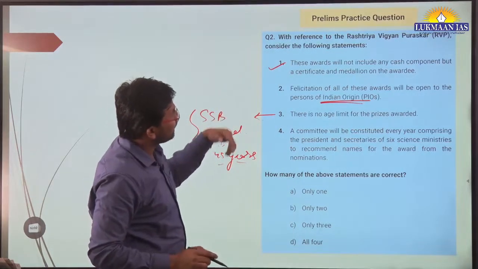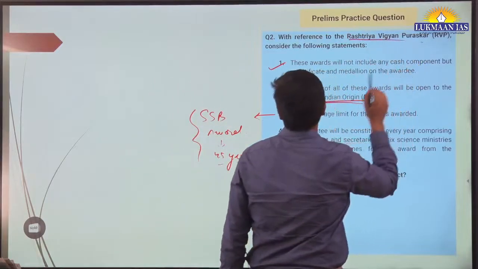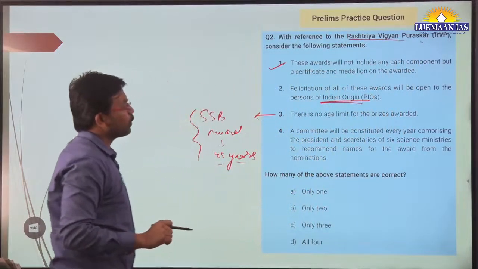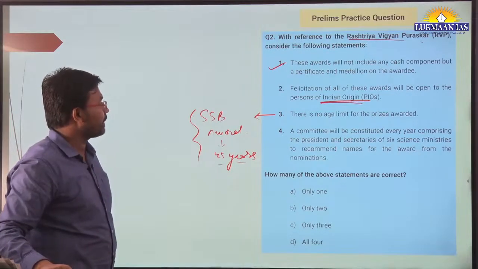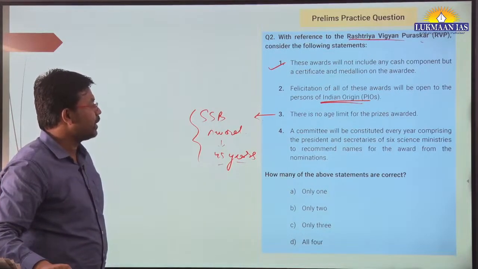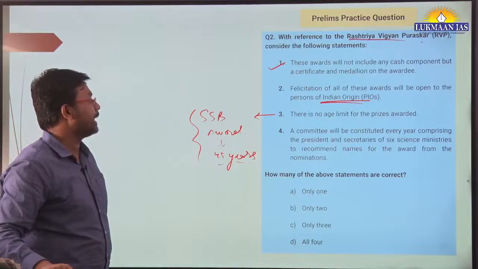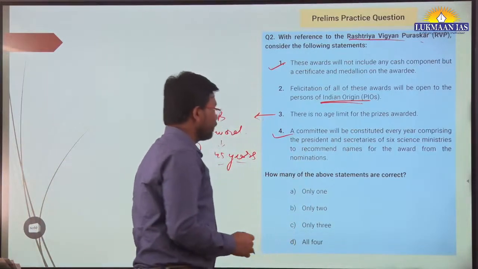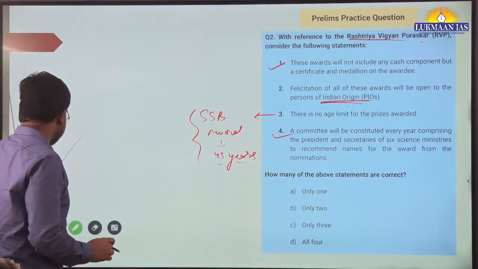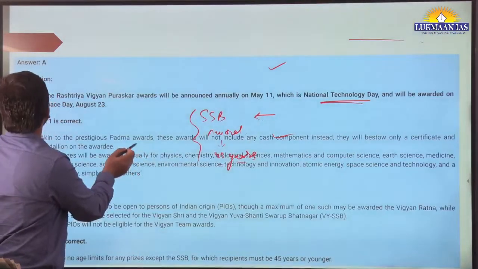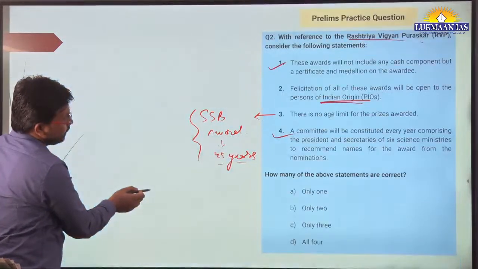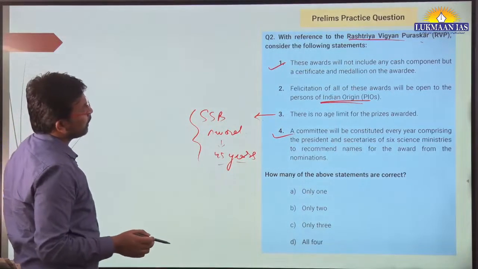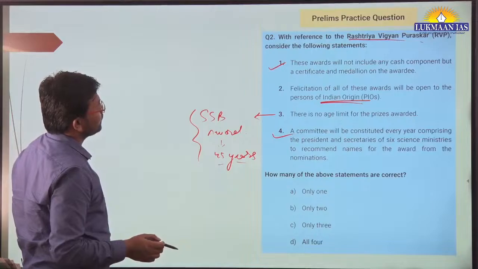Then Rashtriya Vigyan Puraskar, they have said like this. Then a committee will be constituted every year comprising the president and secretaries of 6 science ministries to recommend names for the award from the nominations. This is also right. So we need to identify which of these statements are correct. We will quickly see. The correct answer is option A, meaning only one of them is correct. So which one is correct?